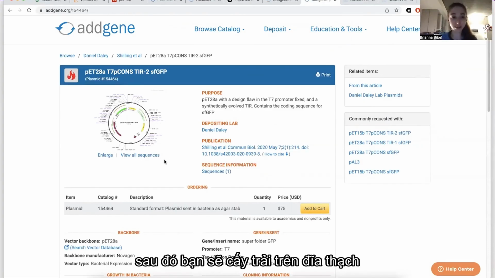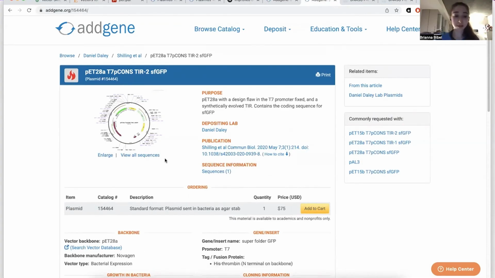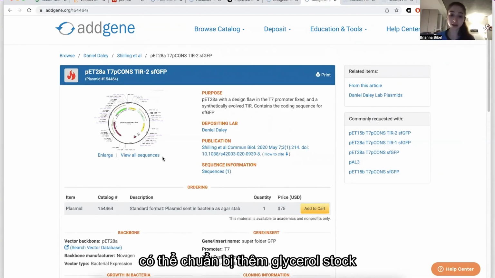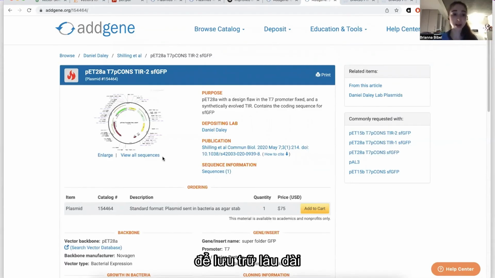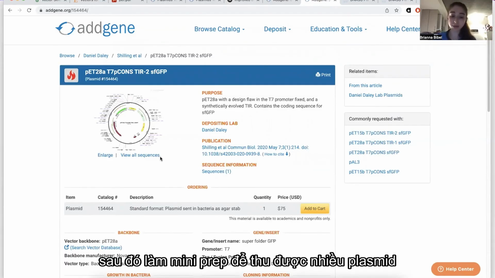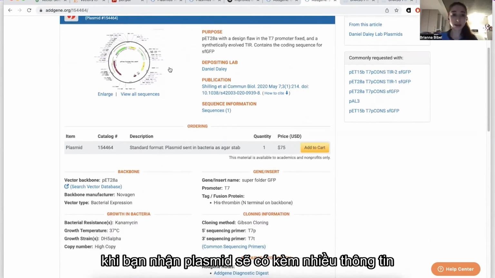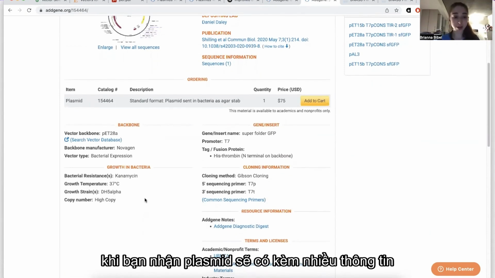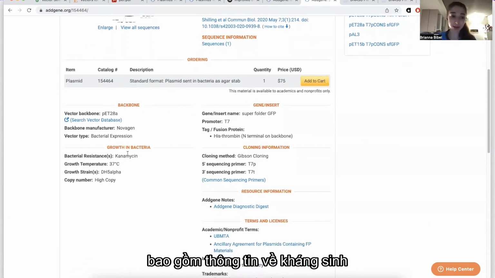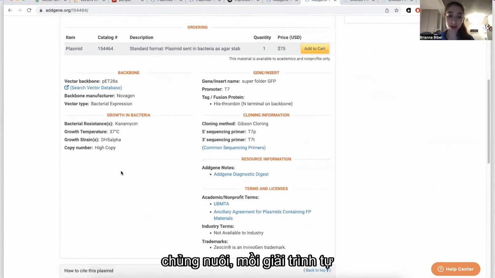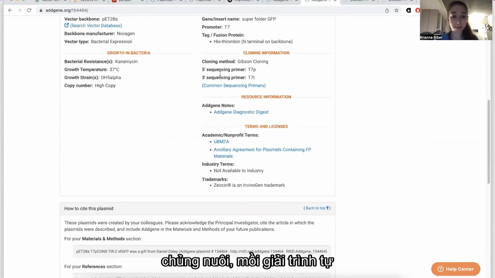And then what you do is you streak this out on a plate, typically to grow more colonies, maybe make a glycerol stock so you have a stock for storage, and do an overnight growth with a miniprep so you get lots of that plasmid. So when you get something, it'll give you a lot of information about it. It'll give you the information about the antibiotic resistance, growth temperature, growth strain, and sequencing primers.